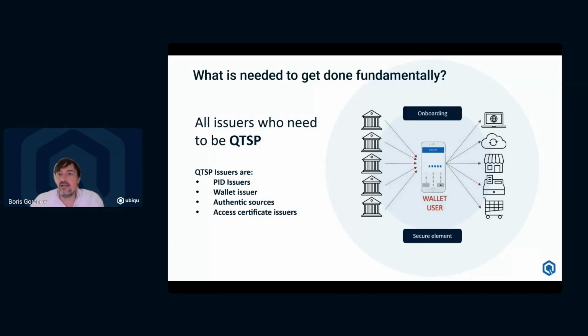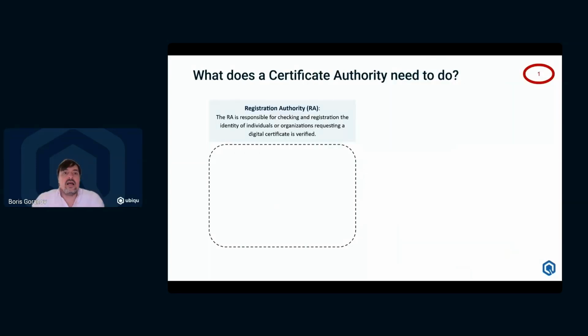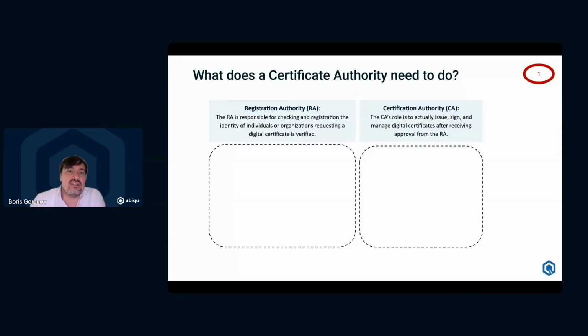So if we look at the certificate authority, what does the certificate authority actually do when you issue a certificate? I always start with this because a lot of people are already familiar with PKI and certificates, so that's also good in setting the scene. In PKI, you always have two authorities. You have the registration authority that's responsible for checking and registering the identity of users or organizations. And then we have a certificate authority that manages the life cycle of the digital certificates after receiving approval of the RA, and then issues the certificate to the organization.